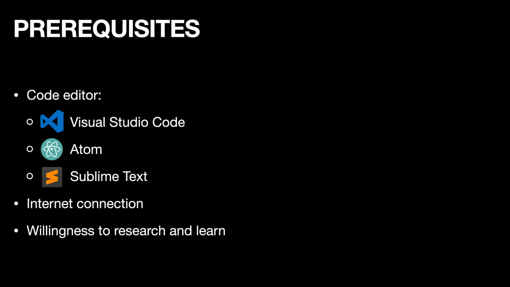There are three free and famous code editors. The first one is Visual Studio Code, and it's the one that I use and I prefer. Second one is named Atom. The third is Sublime Text. You'll also need an internet connection, and most importantly, you should be willing to learn and to research.